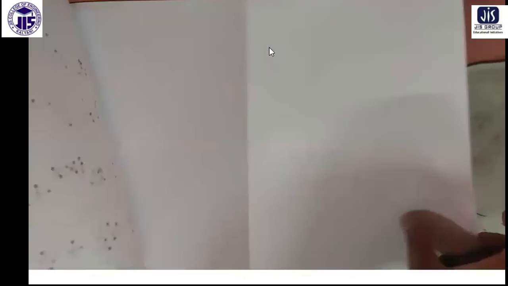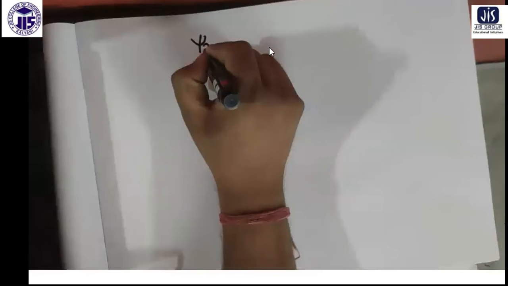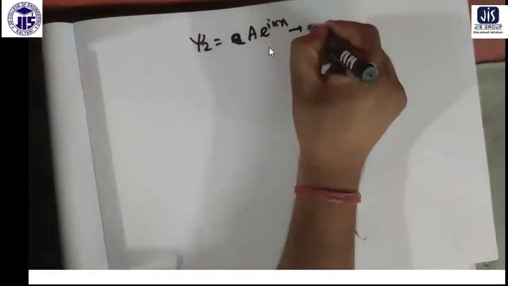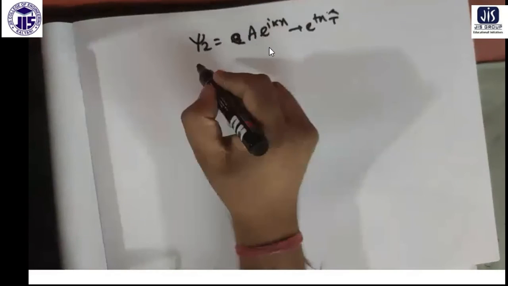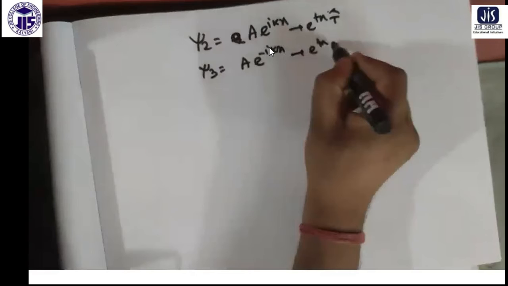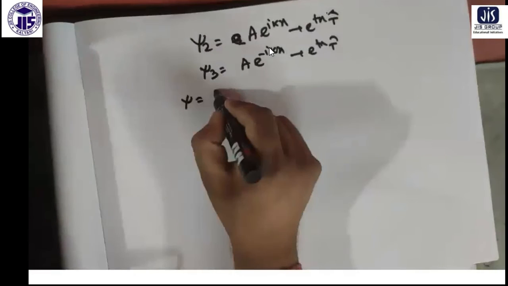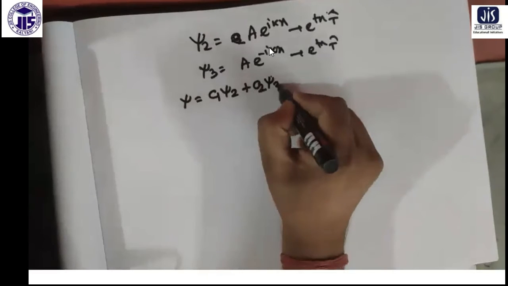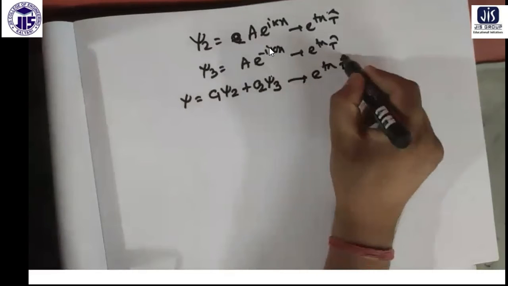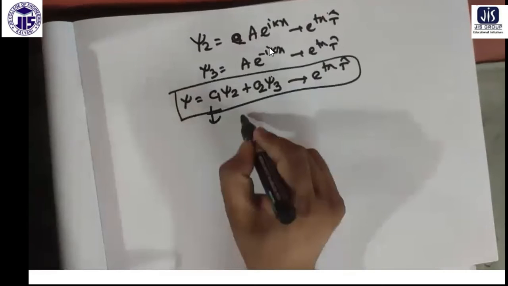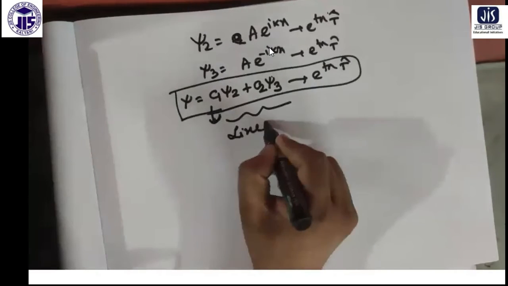So if you don't understand it, I repeat it. If I have a function, say psi 2 equal to e to the power ikx, which is an eigenfunction of an operator T cap, and psi 3 equal to e to the power minus ikx is also an eigenfunction of the operator T cap. Then if I take psi equal to c1 psi 2 plus c2 psi 3, this will also be an eigenfunction of the same operator. So this is actually one of the theorems of physics. You see what this is? This is the linear combination or superposition of psi 2 and psi 3.